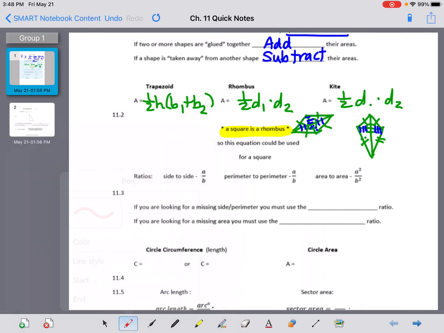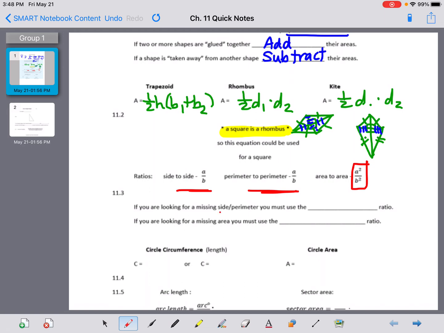All right, then in 11.3, we started comparing similar polygons, and their side-to-side ratio is A to B, perimeter ratio is A to B. Those are the same. So once you have that ratio and you simplify it, I can't stress enough, simplify that ratio. The side ratio and the perimeter ratio are the same. The area ratio, you take your side or perimeter ratio and you square it, A squared over B squared. And if it was already simplified, it's still going to be simplified.